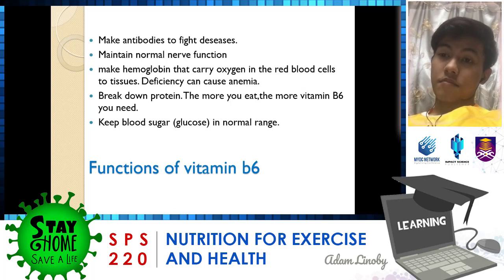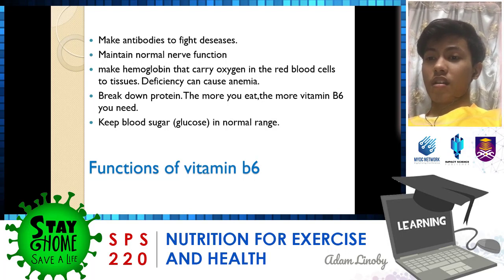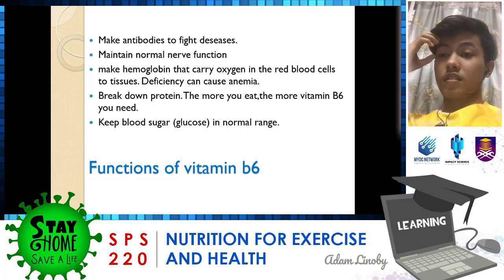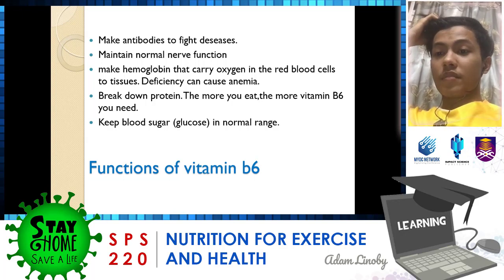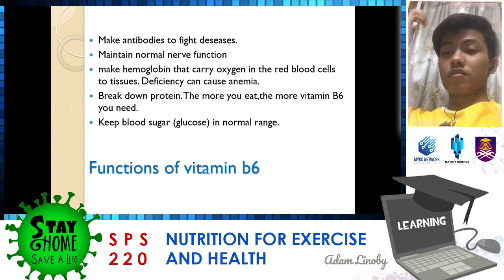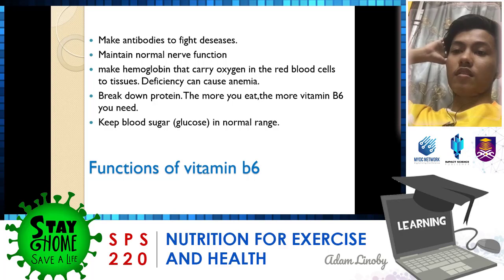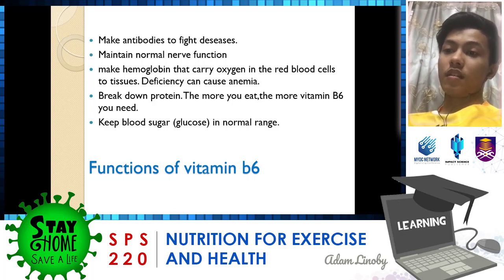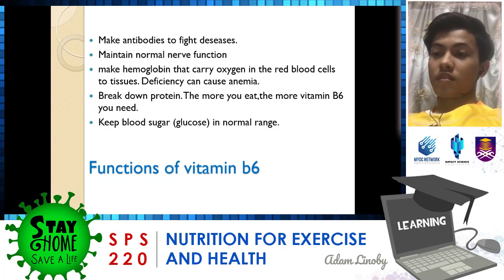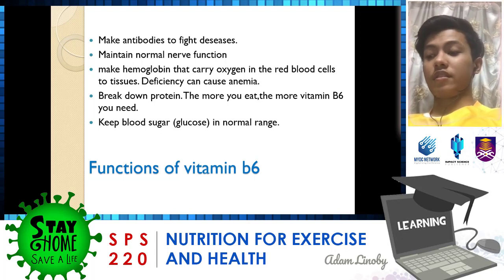Function of B6: make antibody to fight disease, maintain normal nerve function, make hemoglobin that carry oxygen in the red blood cell to the tissue. Deficiency can cause anemia, like we know. Break down protein. The more you eat, the more vitamin B6 you need. So the fat people, as they eat more, they should get their vitamin B6 in their daily food intake. And vitamin B6 can keep blood sugar, glucose in normal range.